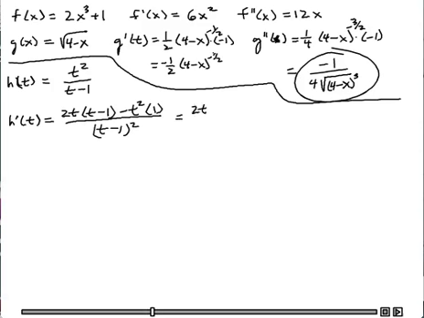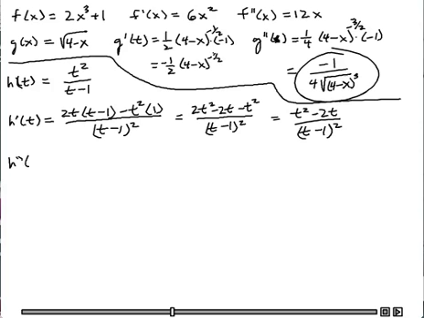So cleaning it up a little bit, I have 2t squared minus 2t minus t squared all over (t minus 1) squared, which finally turns out to be t squared minus 2t over (t minus 1) squared. So that's my first derivative. Now to get the second derivative, I'm going to have to use the quotient rule again on the first derivative and take the derivative of the numerator.